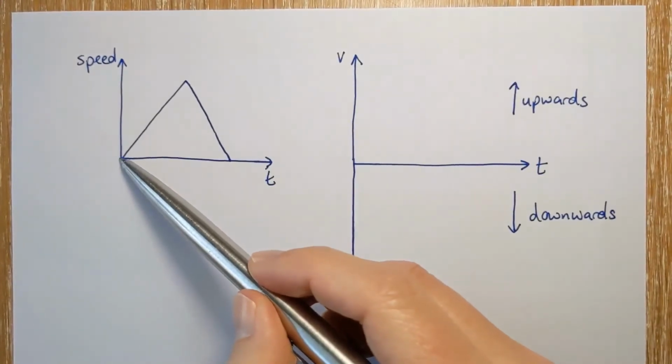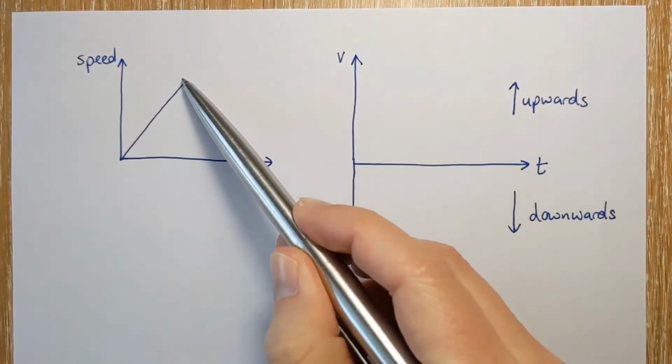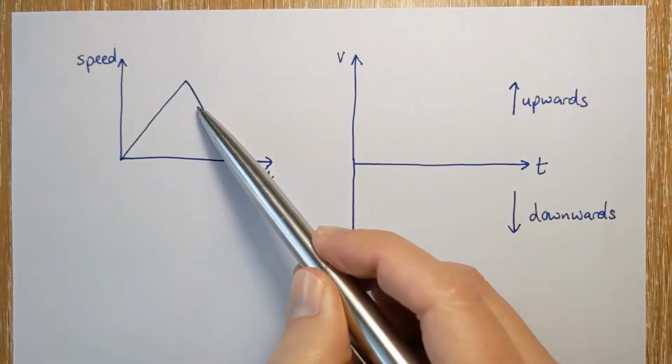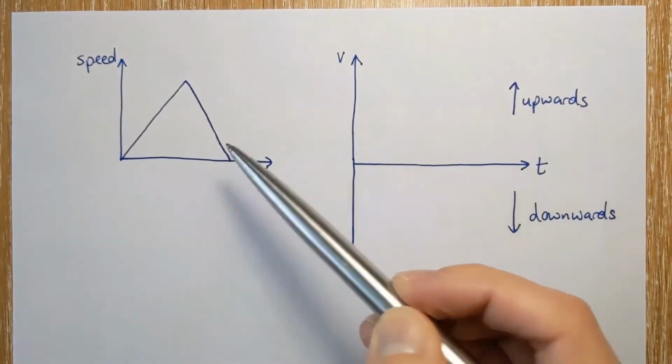I drop it here, it accelerates, it's moving faster and faster and faster, it hits the ground, it bounces back up with the same speed, and then as it goes up, it slows down until its speed is 0 again when it gets back up to its maximum height.